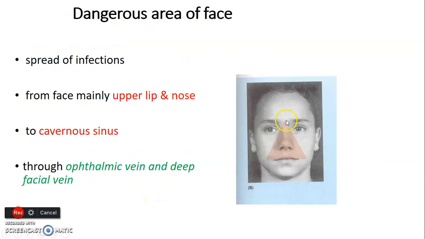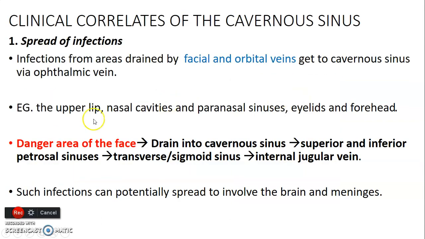So when you draw a triangle from the center here, involving only the upper lips and the nose, that's your danger area of the face. It's a triangle. So cavernous sinus. If you have an infection in this danger area of the face, it can get into your brain through the cavernous sinus. Okay.